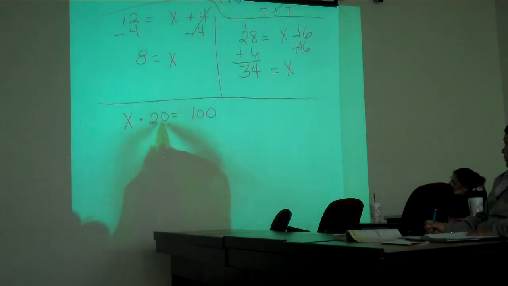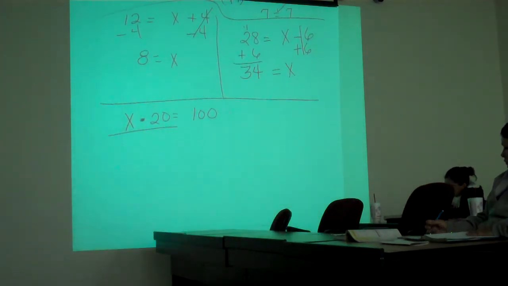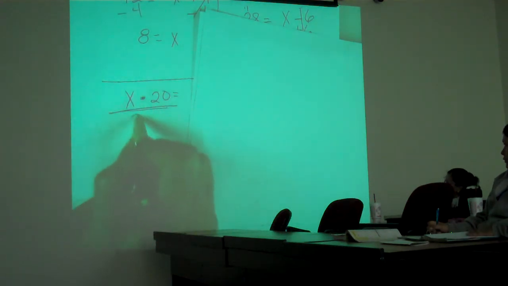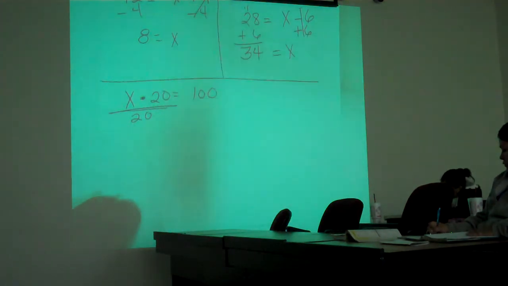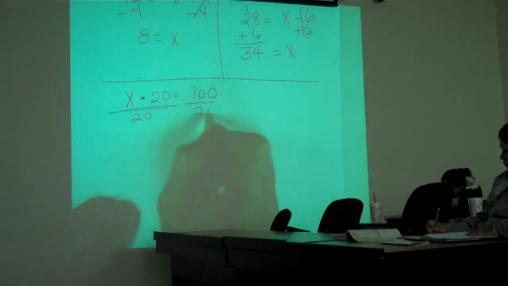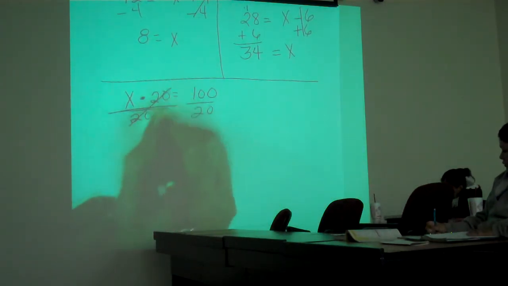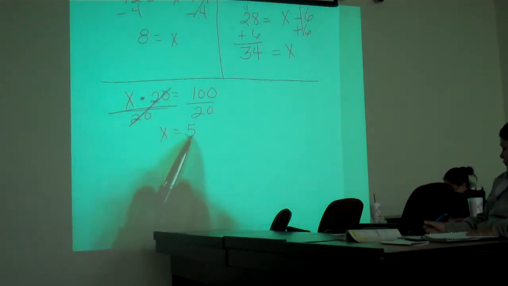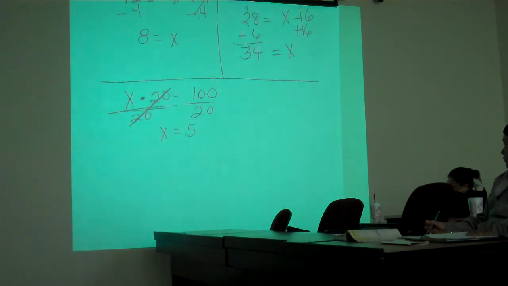this is multiply, the opposite of multiply is divide. Looking at just the side where the variable is, that was multiplied by 20, so you're going to divide by 20 on both sides. So that cancels out. 20 over 20 is 1. 1x is just x. Okay, so you have x left on this side. 100 divided by 20 gives you 5. So 5 times 20 is 100. That checks out.